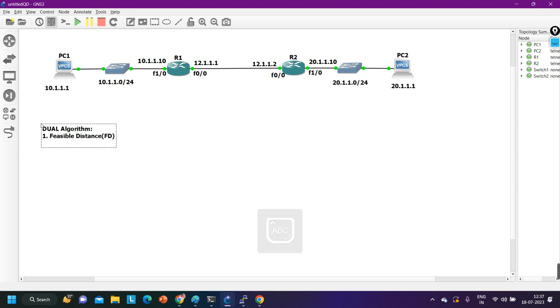Then we have one more term, that is RD, reported distance, or we can say advertised distance, in short AD. Then the third terminology is successor. And the fourth terminology is feasible successor.